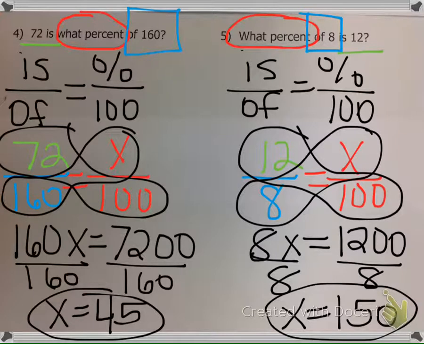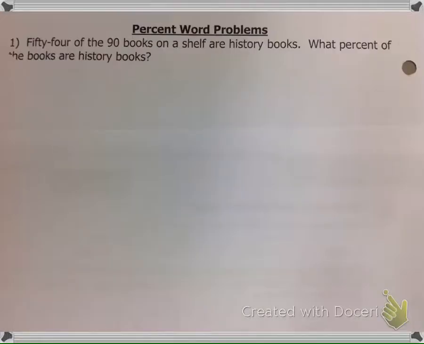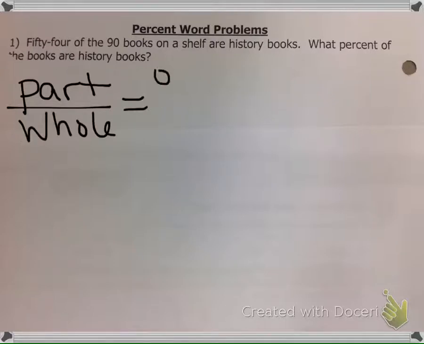Okay, the next part we have some word problems. And word problems are a little bit more difficult. But we're still going to use the is over of proportion or the part over whole. So let's try those out. Okay, so for the first word problem, we have 54 of the 90 books on a bookshelf are history books. What percent of the books are history books? So we're going to use part over whole equals percent over 100. And you're going to use this for all of your word problems. Part over whole usually works the best.